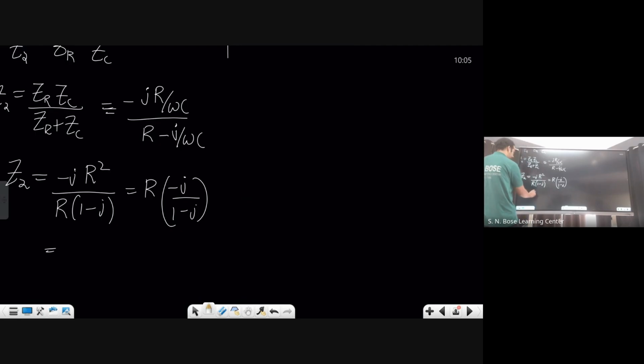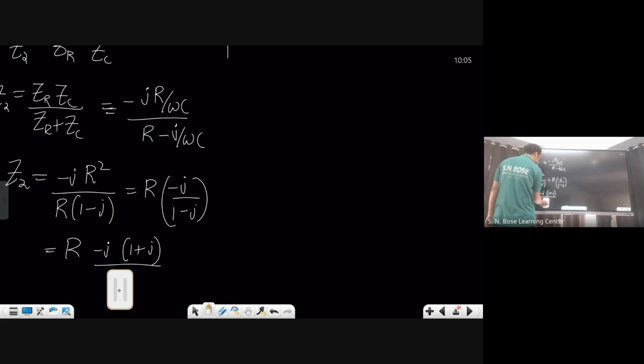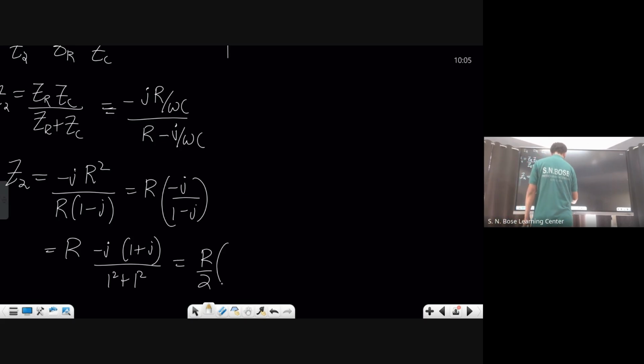What is this one? R minus J by 1 minus J. Can you quickly convert that into R into minus J into 1 plus J divided by 1 minus J into 1 plus J? 1 plus J is 2 (1 square plus 1 square). Okay, 2. That is equal to R by 2 into minus 1 minus J.